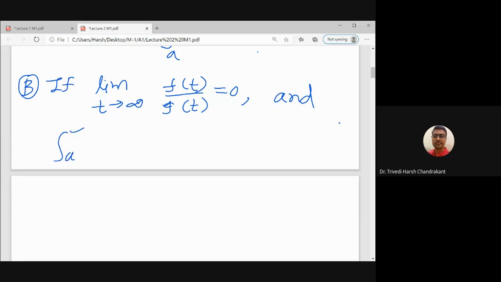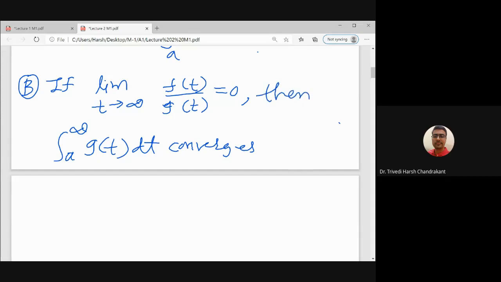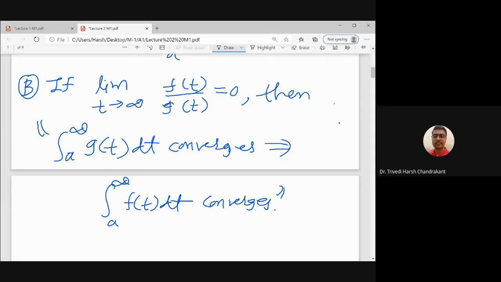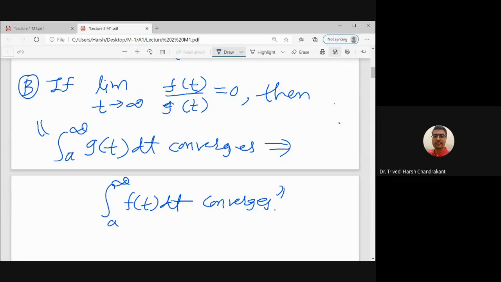So if the integral of the denominator function converges, that is, if the limit is 0 and the integral of the denominator function converges, it implies the integral of the numerator function converges. So this is the statement of the limit comparison test. Sometimes we cannot apply the comparison test.